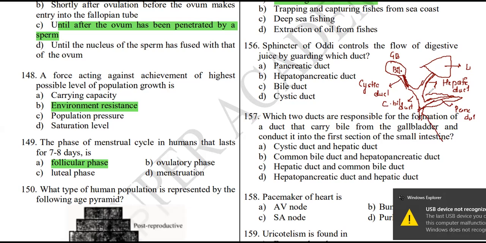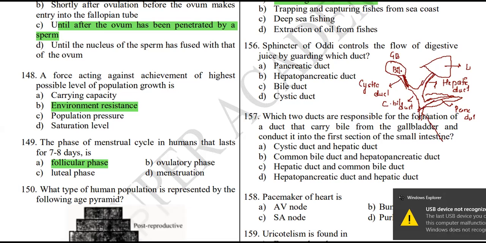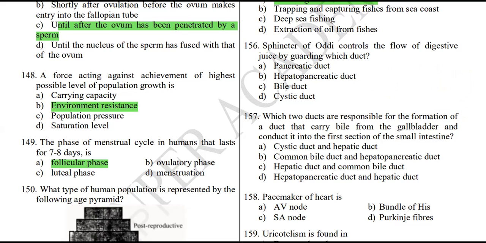The sphincter of Oddi. What are the things that would be coming? The bile is coming from here. Pancreatic juices are also coming here. So there's a sphincter which will control the flow of these digestive juices and bile. That sphincter is the sphincter of Oddi. Where is it present? It is present in the hepatopancreatic duct. So the answer is option B.